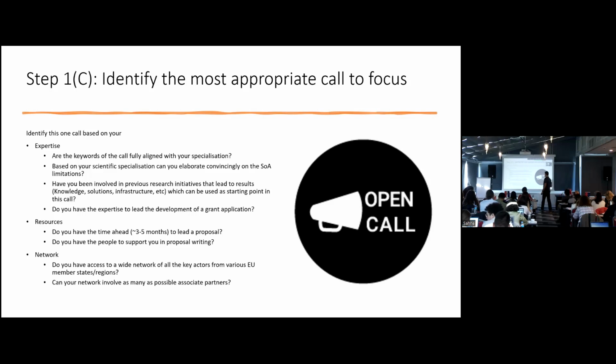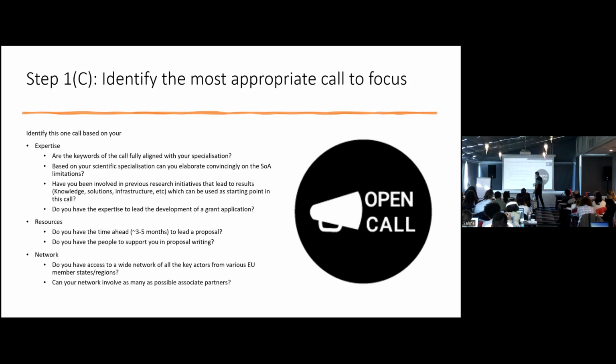That can be acceptable. And do you have the people to support you in proposal writing? You're going to do everything on your own? That's a big question mark. We don't want that. So, okay, we answered that also as yes. So these are traffic lights. Then the next one, do you have access to a wide network of all the key actors from various EU member states? Even if you don't have now, can you identify? Are you confident that you will be able to engage stakeholders from a wider EU network? Then that's okay. You go next to the next one.